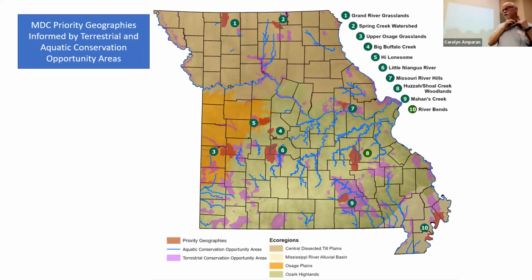Now, when they went to look at where to work, they looked at ownership and where other people were working. And so they have these 10 priority geographies that they're working on. There was a terrestrial assessment, and then there was an aquatic assessment. And then they looked at conservation organizations. Where are you working? A lot of public lands and so on. These are the geographies where they're spending a lot of their time, MDC. There is a report online, and I could send you the address of that.